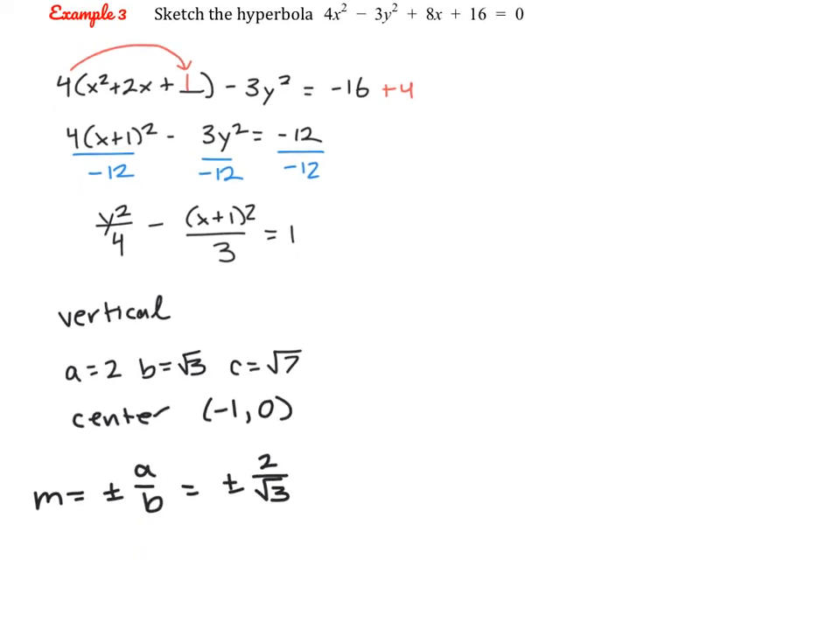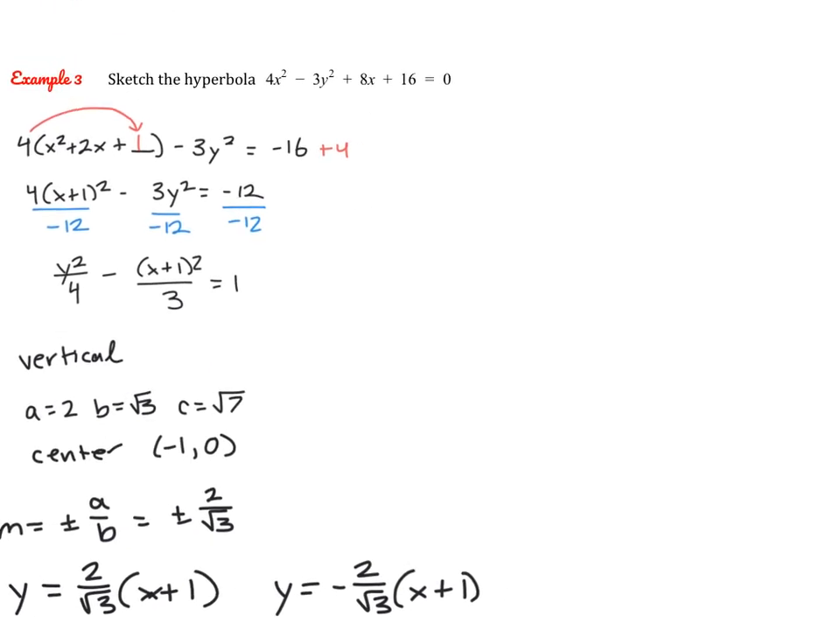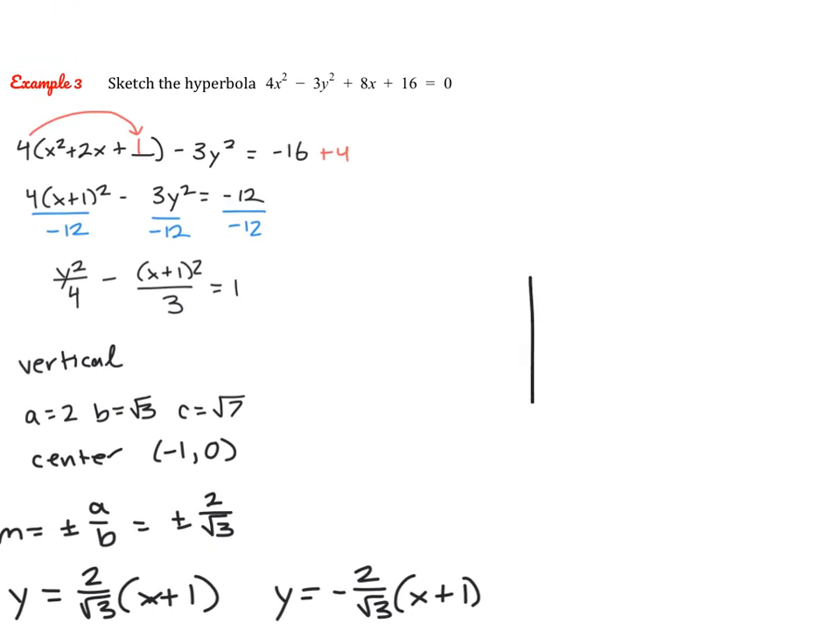I know that our asymptotes will also both go through the center, which is at -1, 0. So we're going to have to use point slope form to find this. So we have y minus y1 equals m, so we'll do the positive one, times x minus x1, and then y minus y1, which is 0, equals the other m, which is the negative version, times x minus x1. So these are going to be the two asymptotes. So let's sketch a graph.